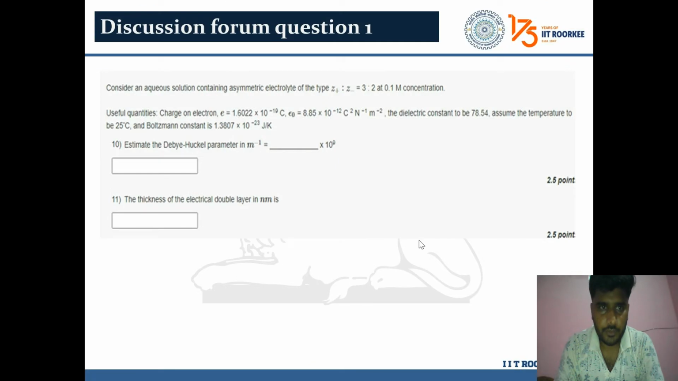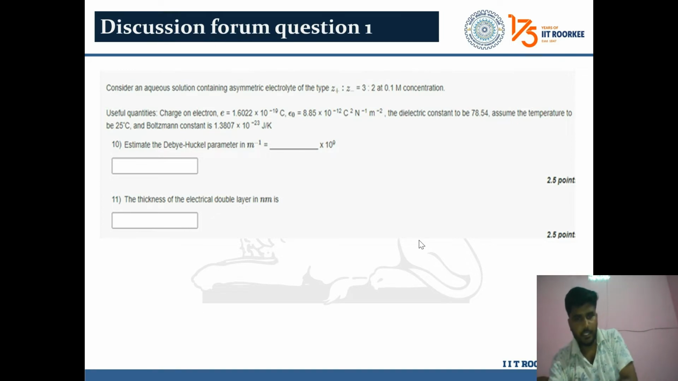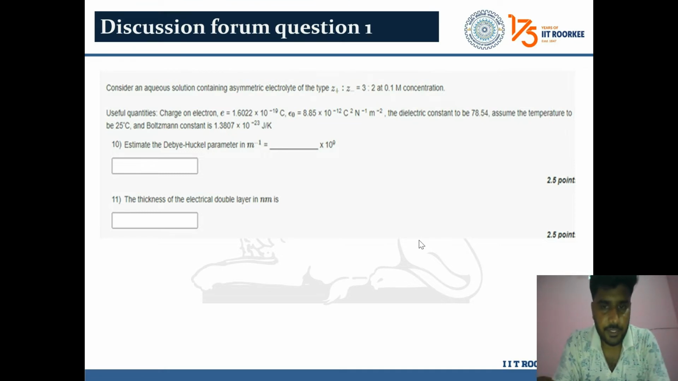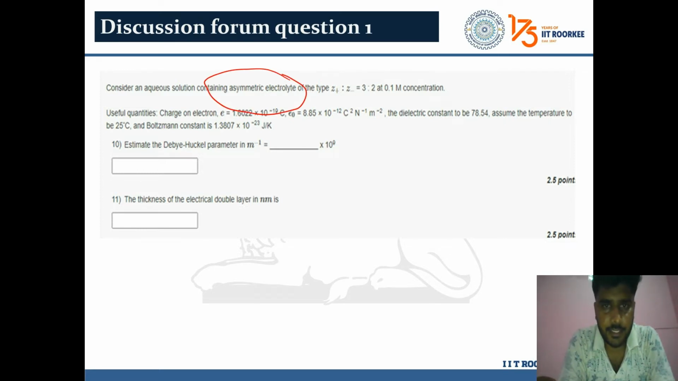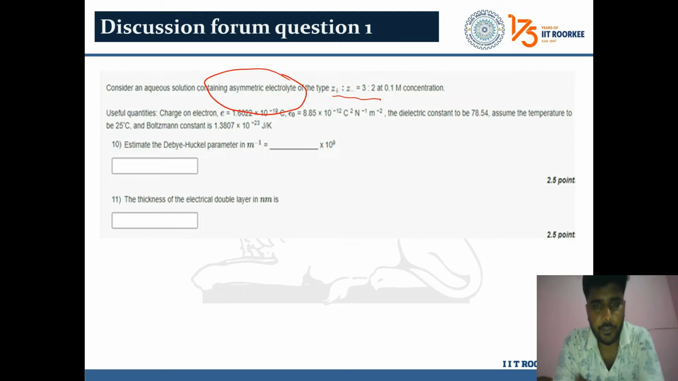This is the particular question that has been asked in the discussion forum. I have already discussed a little bit about this question in the previous video, but anyway, I will be solving it here in this session. So let's start. Consider an aqueous solution containing an asymmetric electrolyte, with a charge ratio of positive species to negative species of 3:2, and a concentration of 0.1 molar.